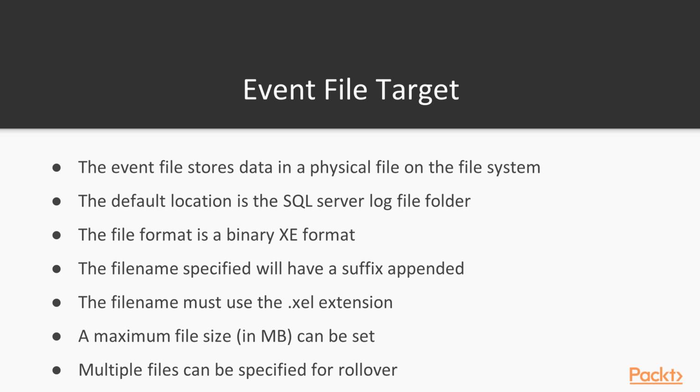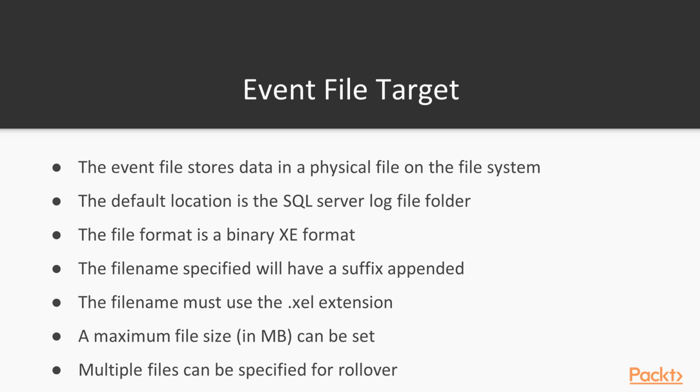Now let's look at the first target, the event file target. This is actually a physical file in the file system where all the data is sent. Now the default location for these files is the SQL Server log folder, though you can change that. Each of these files is a binary format that's readable by extended events. So it's not something that's human readable. It can be queried. We'll see in a later video how we can actually access this information.